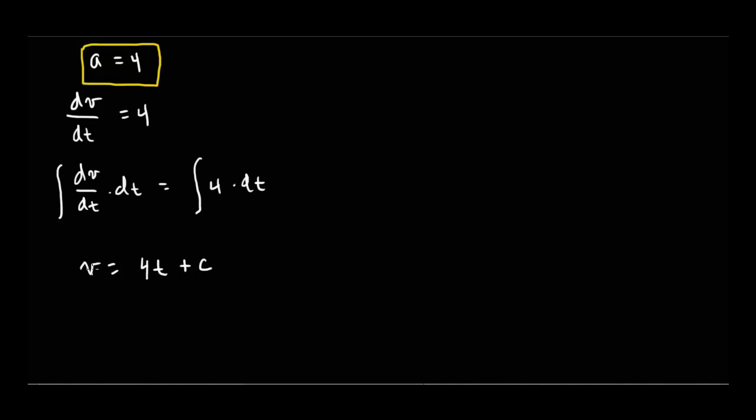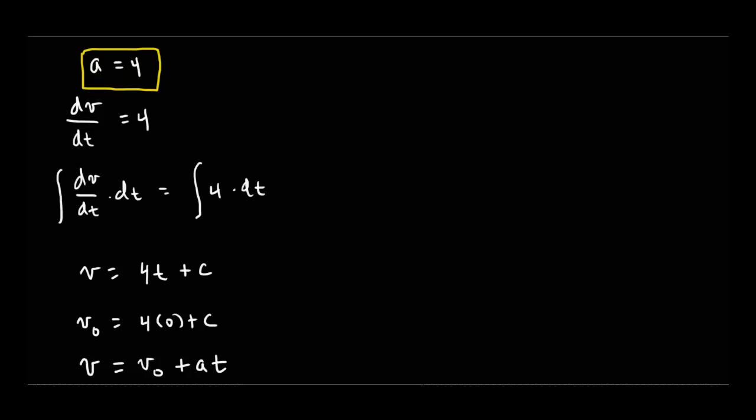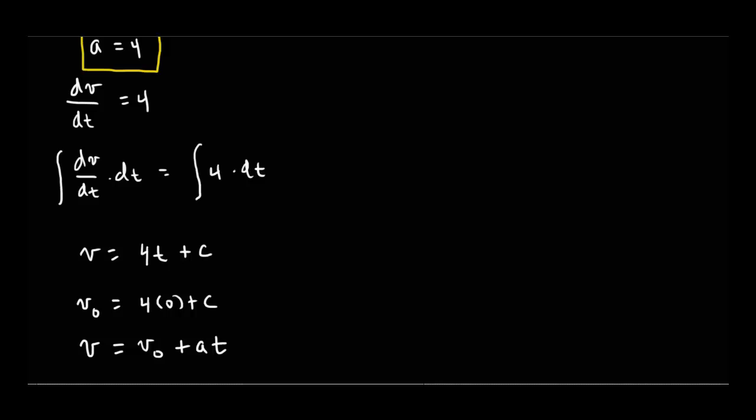So what's c? Well, what would happen if I plugged in 0 for t? In other words, what if I said v naught equals 4 times 0 plus c? Well, we see that c is the initial starting velocity. So v naught is the same thing as c. And now I can go ahead and say that the velocity at any time t is going to be equal to v naught plus a times t. And that's now going to be a very, very useful equation.